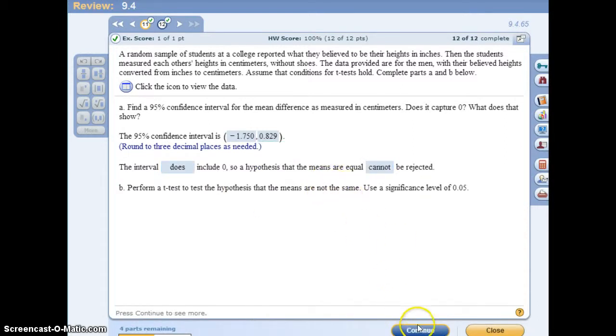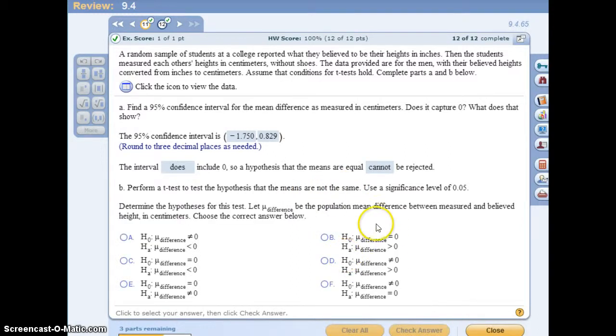And in question B, perform a t-test to test the hypothesis that the means are not the same. So we need to find out whether they're not the same. Okay, so the null hypothesis should be that they're the same, and the alternative should be that they're not the same.